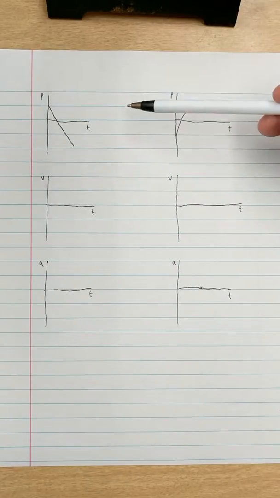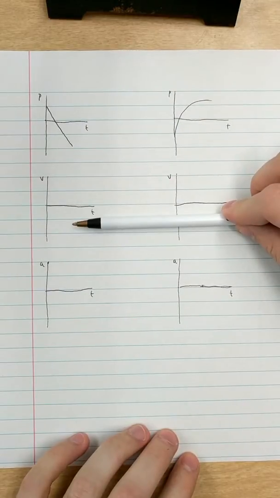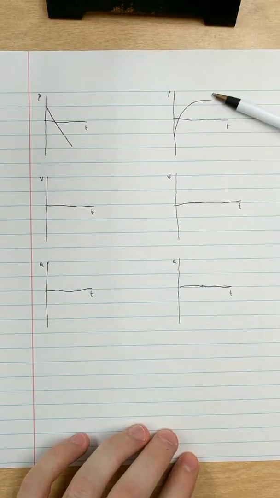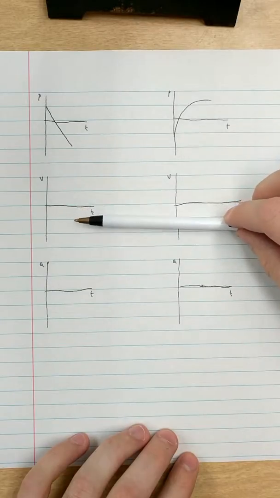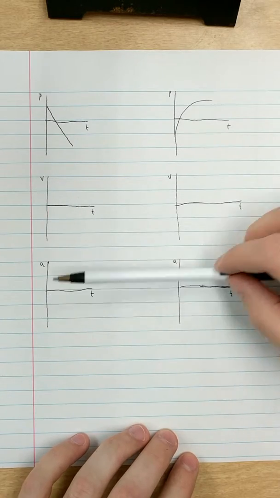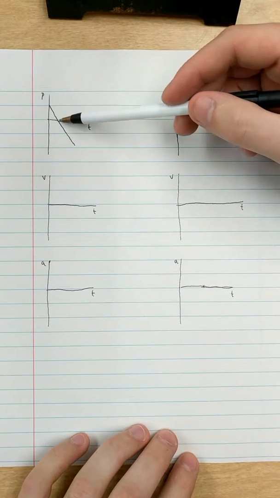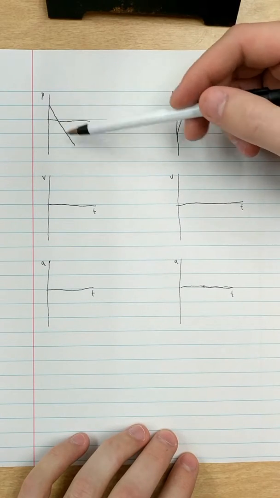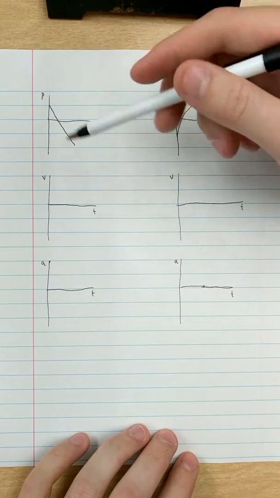So when we start with a position time graph, just remember that anytime that you go from position to velocity, the slope of this line at any given point is going to tell you the value of this line at any given point. And then the slope of the velocity will tell you the value of the acceleration. So we're going to go down this way. So if I look here, I see that my slope is staying the same the whole time. So I know that my velocity is going to need to stay the same the whole time.